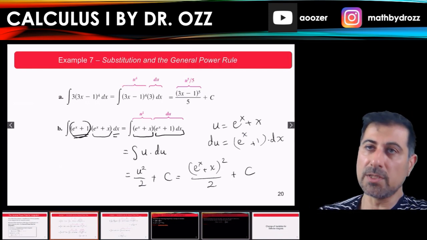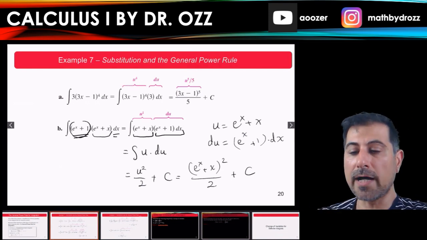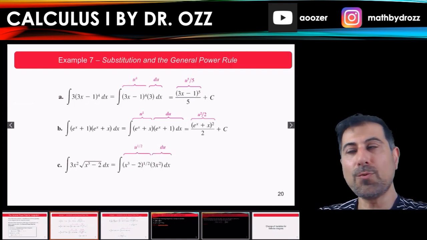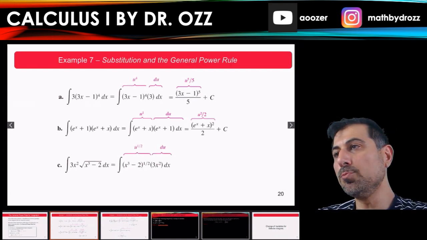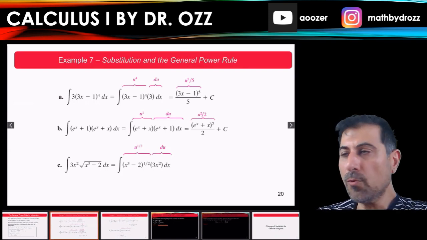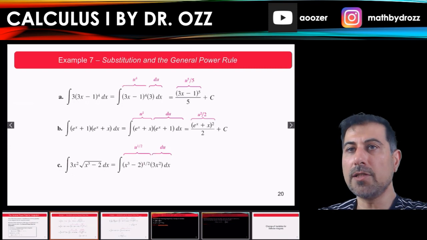So you have to restart and then call the other guy to be u. In the next example, I have 3x squared times radical x cubed minus 2 dx. This also goes perfectly along with our description here.